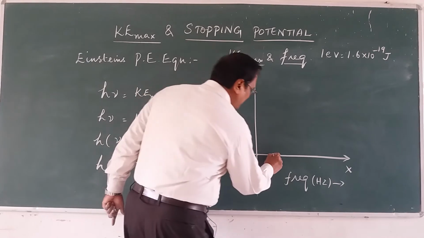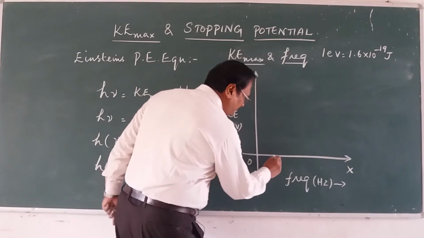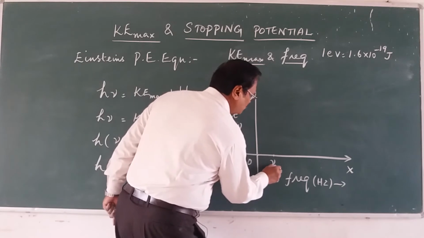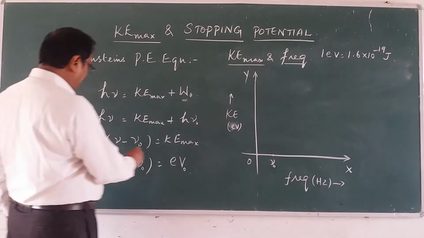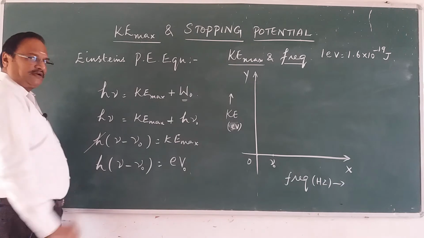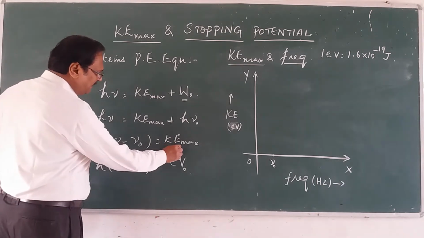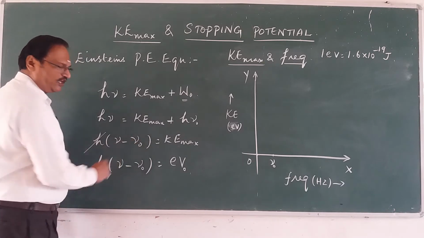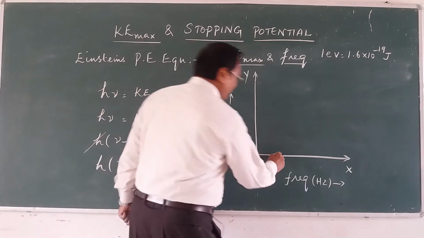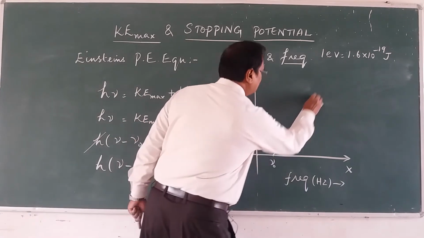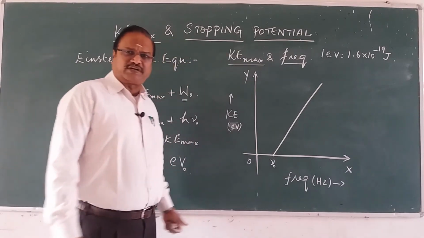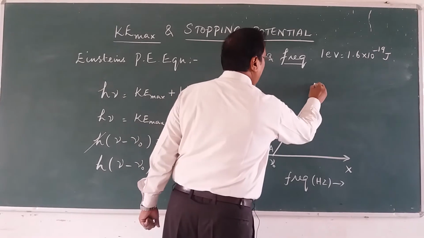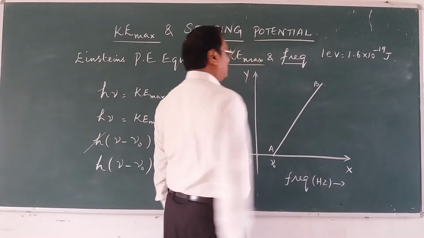So it has to start somewhere a little away from that, with a minimum frequency called the threshold frequency. And you see here, h is a constant, Planck's constant. So kinetic energy is directly proportional to the change in frequency. When it is directly proportional, it's a straight line. We are going to get a straight line, right? And the straight line, let us say, is AB.